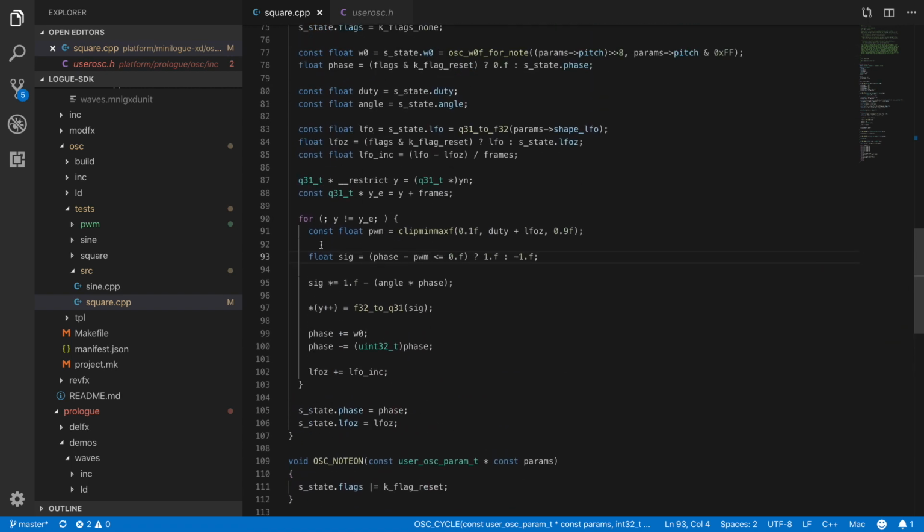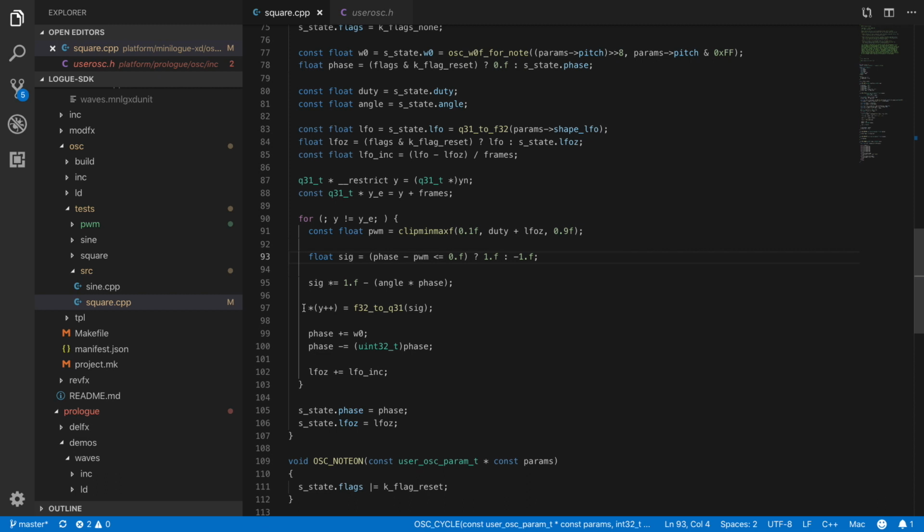Now we found out what the duty cycle and the angle are. So the angle times the phase is getting subtracted from 1, and then this is going to get multiplied by the signal, which means we get a downward slope on the square wave. Now this is our result, and the result itself is getting converted from floating point to fixed point again, and then written into our buffer.